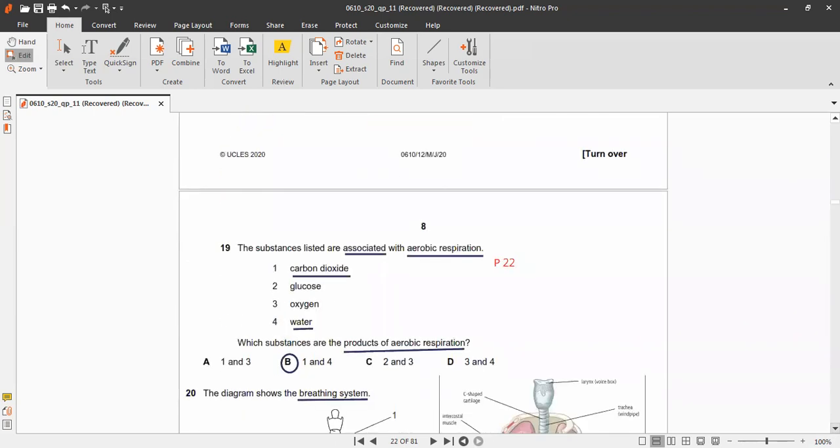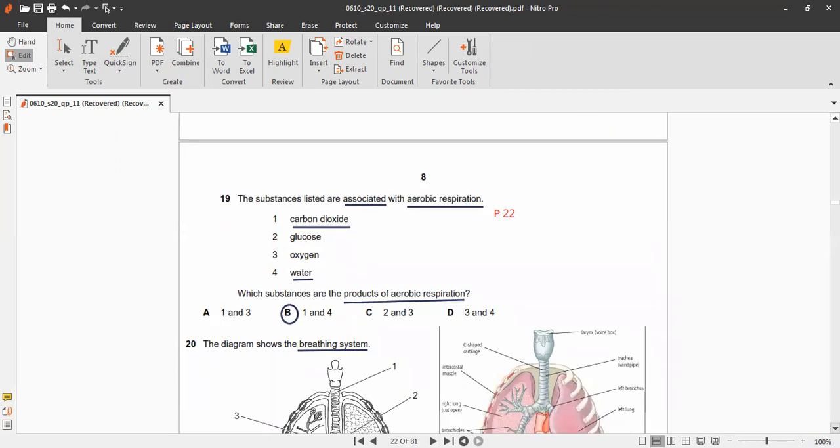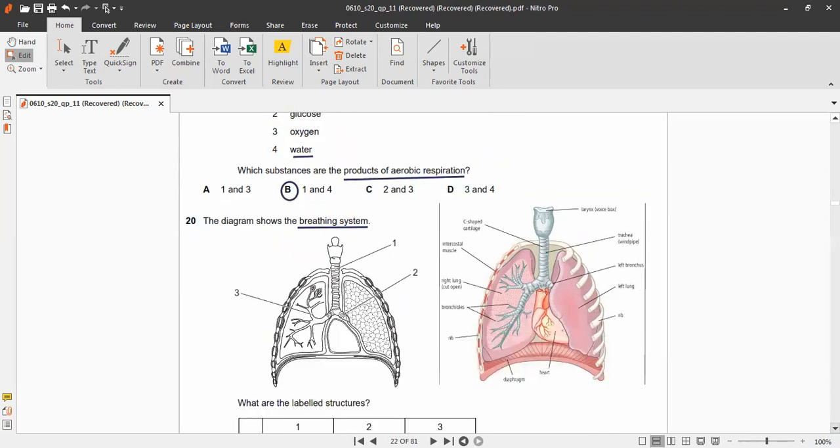The substances listed are associated with aerobic respiration: carbon dioxide, glucose, oxygen, water. Which substances are the products of aerobic respiration? The products of aerobic respiration are carbon dioxide and water. What about glucose and oxygen? These are reactants, not products.